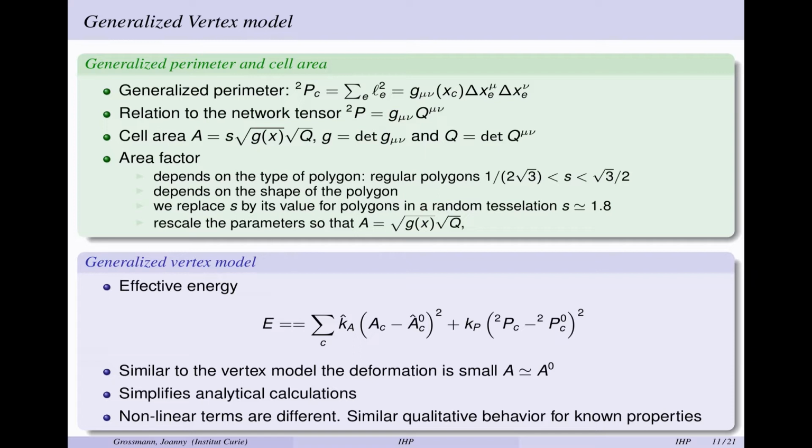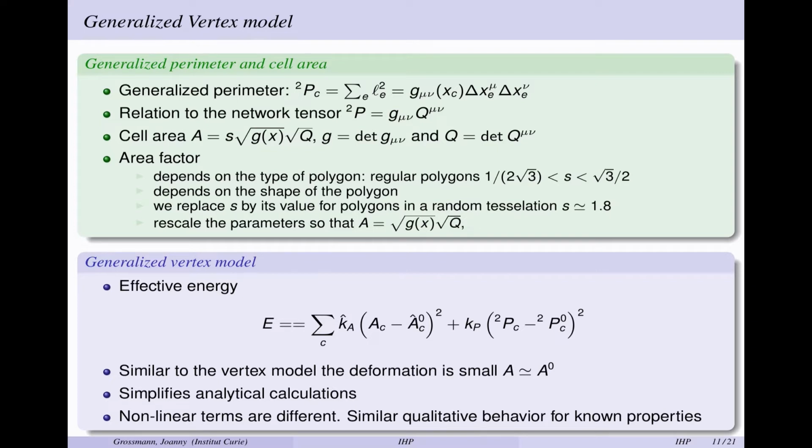And then the other thing I will do is I will try to express the area as a function of the two tensors I know, which is the metric and the network tensor. So the area is the square root of the determinant of the metric times the square root of the determinant of the network tensor times a number which is always of order 1. So this number is not constant.